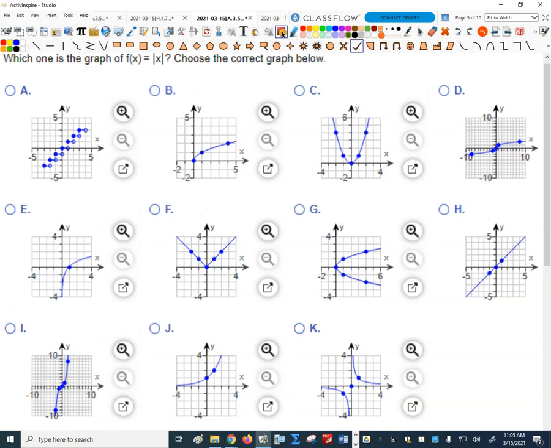Got it. It's F, isn't it? Right, that's the one we want right there. V shape, over 1, up 1, over 2, up 2 on the right side. And it's got an axis of symmetry through the vertex, right?